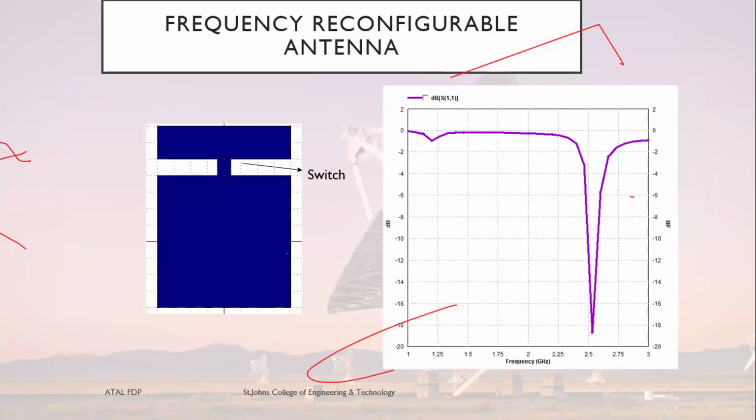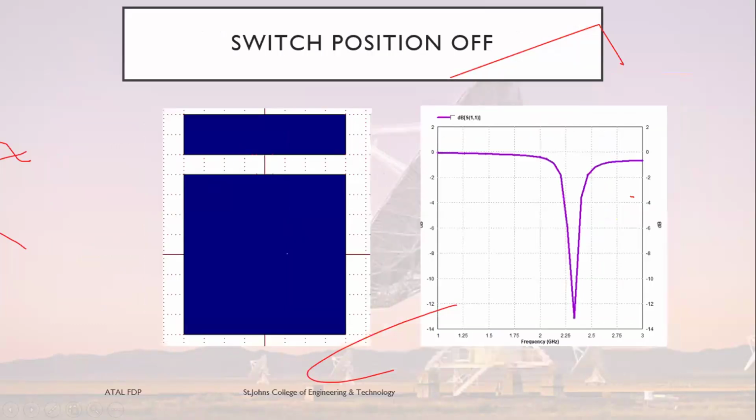Let me show you a simple example. This is my microstrip antenna. This is a switch. I'm representing this as a switch. I'm not going to show you the actual switch. Instead, I'm putting a path. When this path is on, the antenna is operating at 2.5 GHz. When this is removed, turned off, the antenna operates at a different frequency.